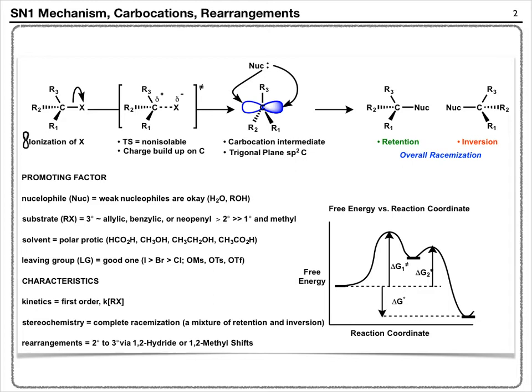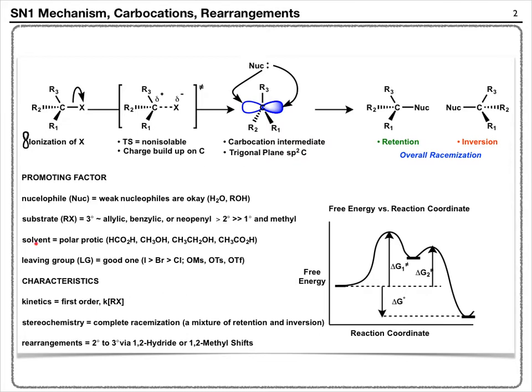So if you look at the two products you can form, I call this one retention just because the nucleophile is sort of on the same side where the leaving group was. Inversion, it's going to the other side, and you're forming a one-to-one mixture of these. So whatever you start with is overall racemized.